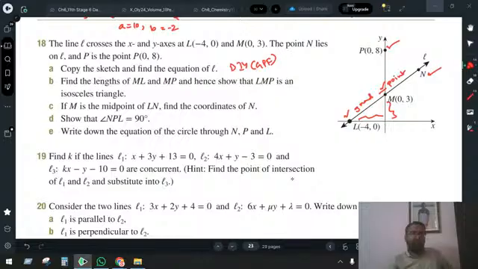GPF, gradient point formula. Find the length LM. We can find the length LM and MP. You have to find this length, we know the formula, and you have to find this length, you know the other formula, and hence LMP is an isosceles triangle. LMP means these lengths must be the same. When these two are the same, the triangle becomes an isosceles triangle.